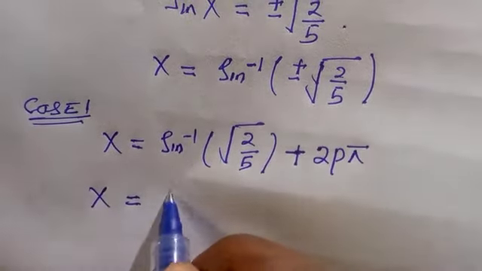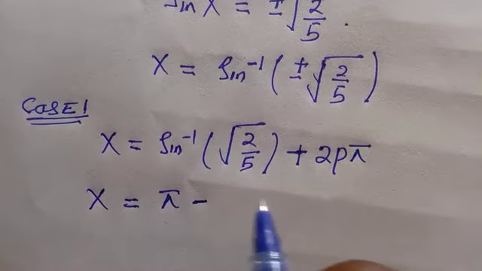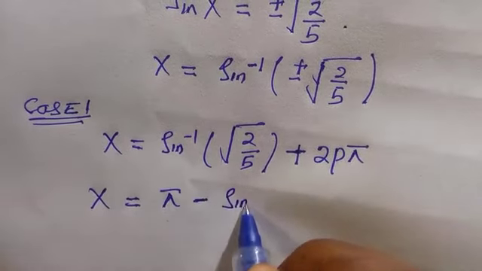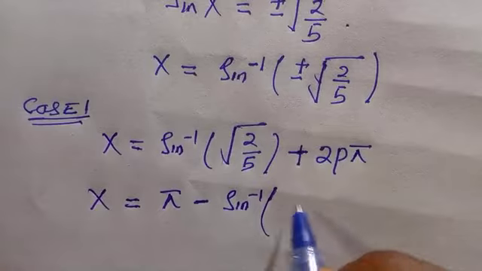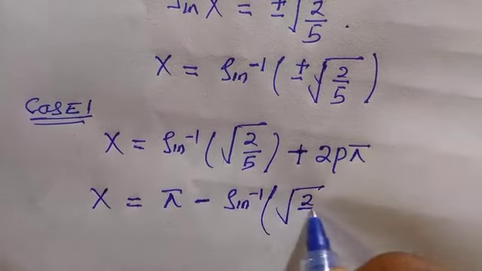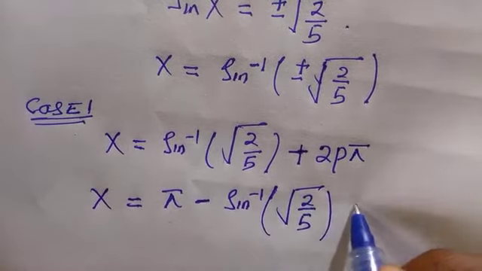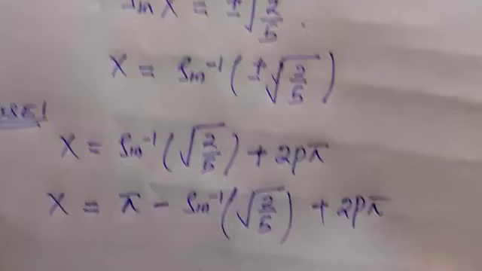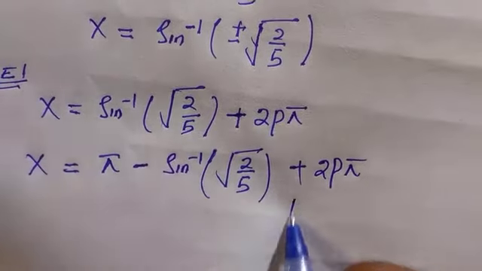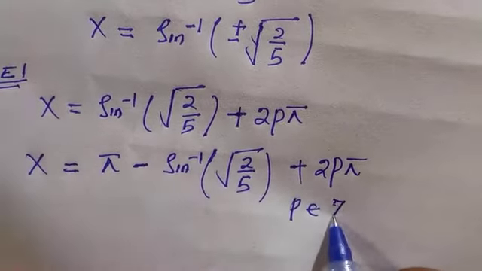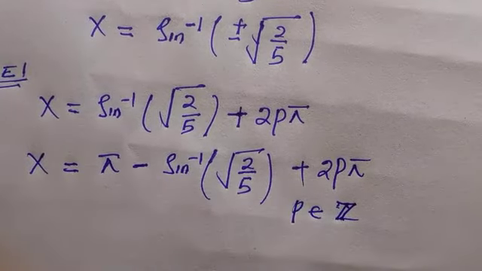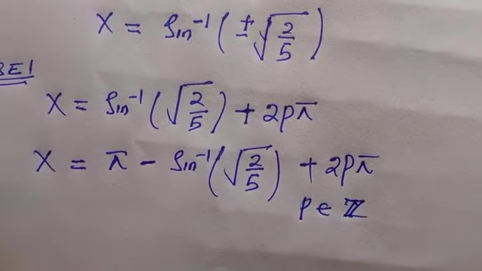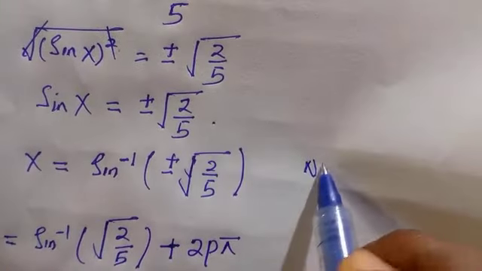Then the value we are going to get here is going to fall in the second quadrant, so we take π minus sine inverse of 2 divided by 5, then plus 2pπ. And p is a member of the integers, not equal to 0. So that is the value of p here. And this gives the first solution, the first case.